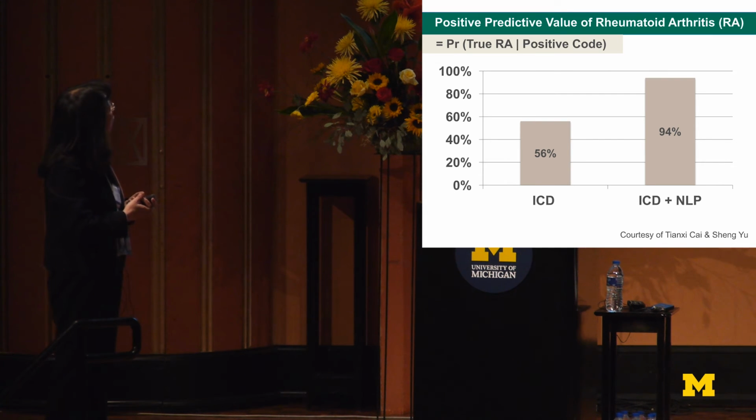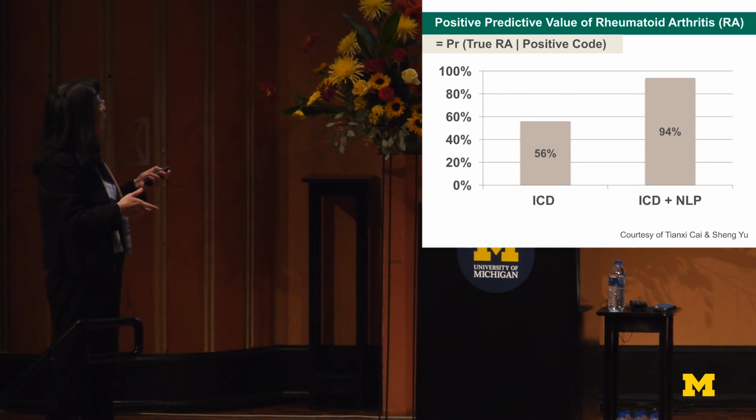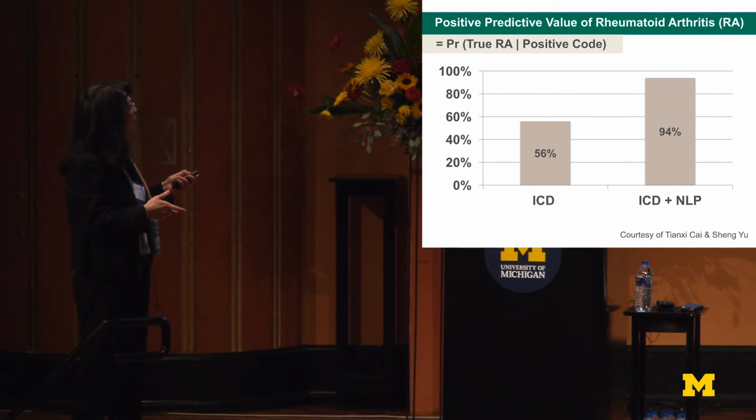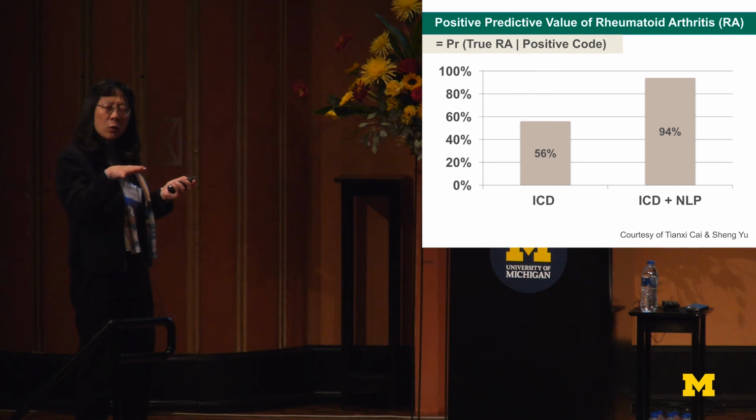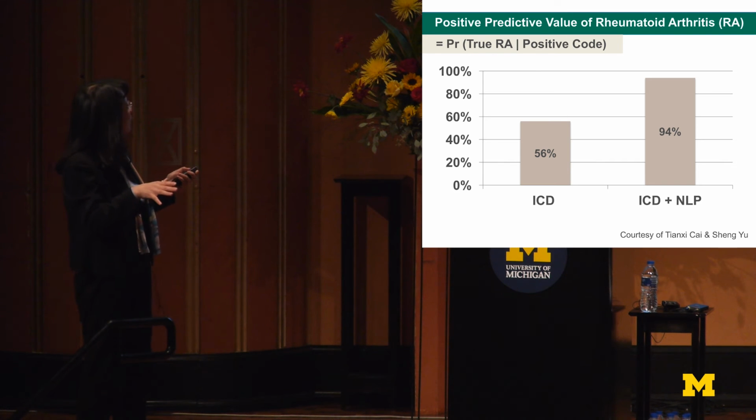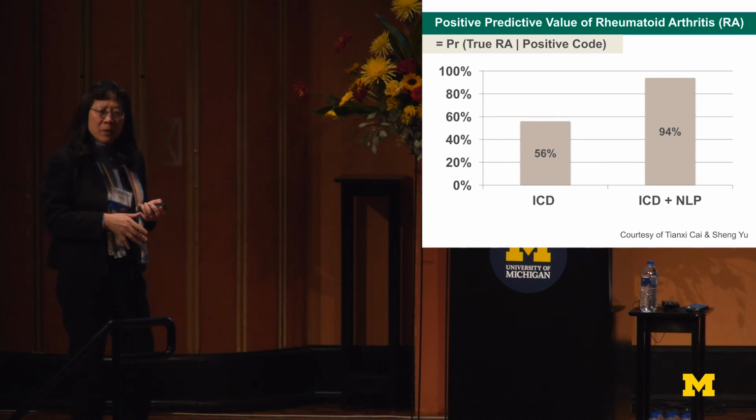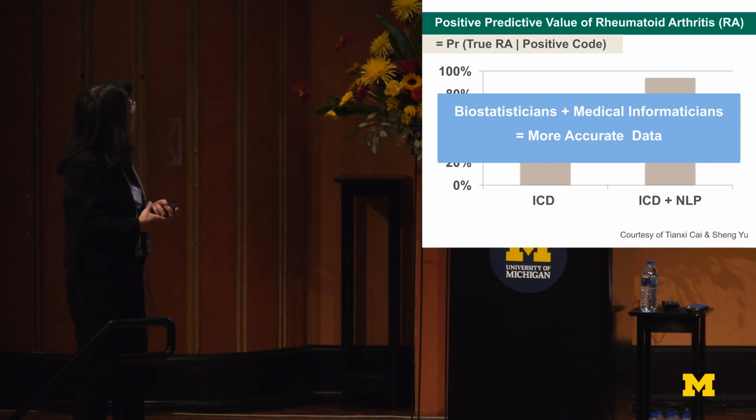So here is the positive predictive value for rheumatoid arthritis. If one uses the ICD-9 code alone, and calculates the true RA probability, it's about 56%. But if one uses the ICD-9 code plus natural language processing to mine the doctor's notes, you can see the positive predictive value is 94%. So what that tells us is that with the collaboration of biostatisticians and medical informaticians, we can really get more accurate data.